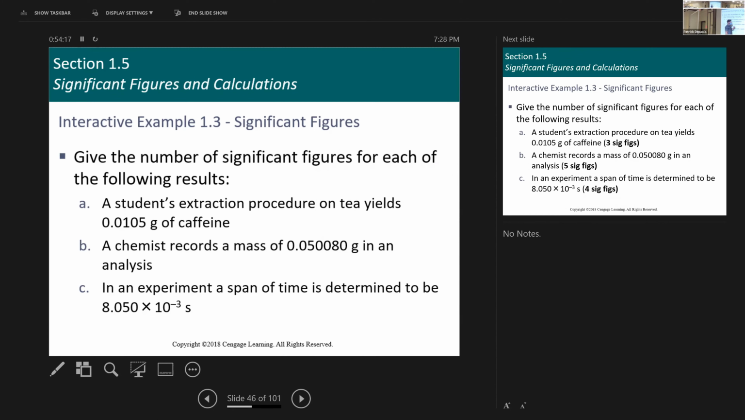Okay. More complicated number. What about this one? Letter B, 0.050080. 5. Correct. Good. There's 5, because, like I said, the leading zeros don't count, the 5 counts, the 2 zeros in the middle count, and the trailing 0 counts because there is a decimal point. What about this one? C, 8.050. 4. Good, 4, because everything counts. You have a decimal point, and the trailing 0 counts. Okay, are there any questions on that?